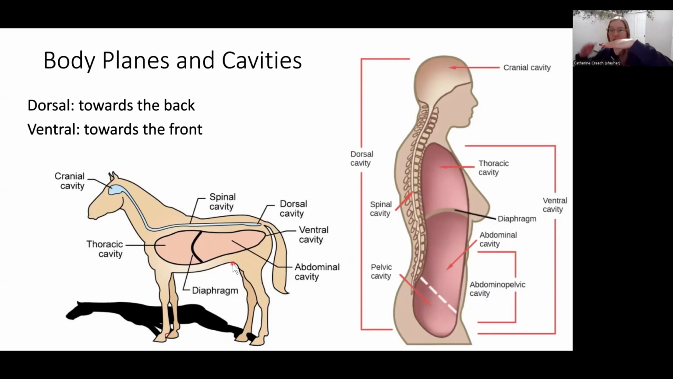So dorsal to a horse is along its spine and ventral is along its belly. In this orientation, for us, it's in this orientation. So it's about the body, not where it is in space. They also have a thoracic cavity, which is ventral, and an abdominal cavity, as opposed to the spinal cavity, which is more dorsal.